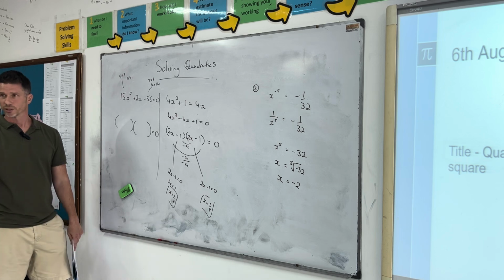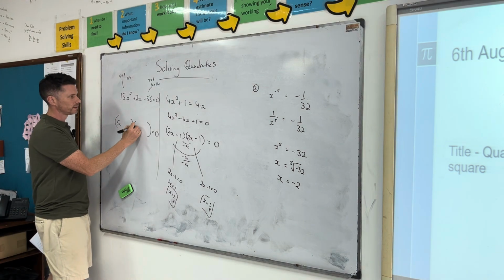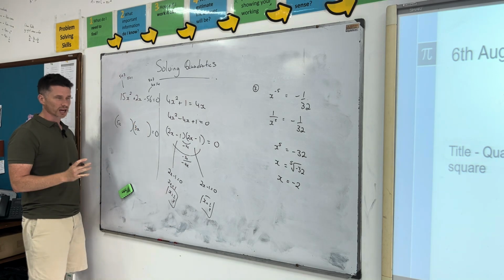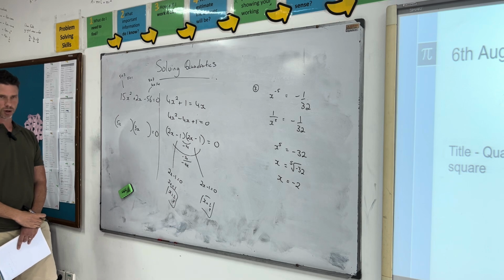Yeah, do your method. Don't do my method. You have a method. You'd have to be able to do this without a calculator. You can check your answer in the calculator if you want. You can draw it.